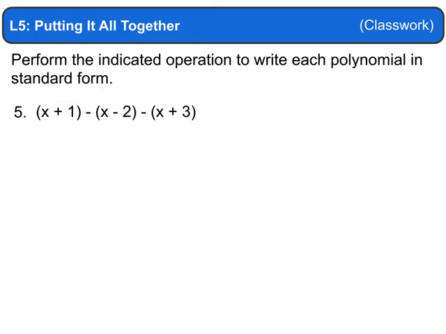Number 5, this is straight up subtraction of like terms. So x minus x minus x. So these first two, x minus x, will be 0, and you minus another x, and you're going to get negative x. 1 minus negative 2 is 3, and then 3 minus 3 is 0. So you don't have to put the 0, and the final answer is negative x.